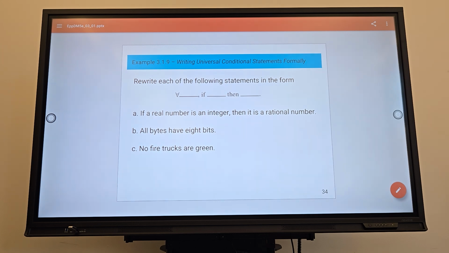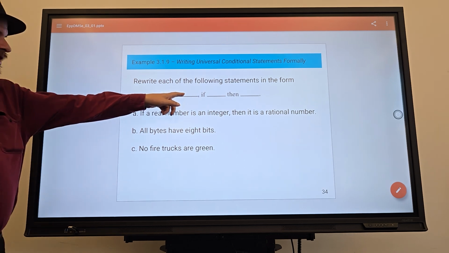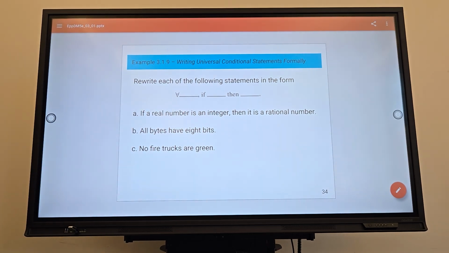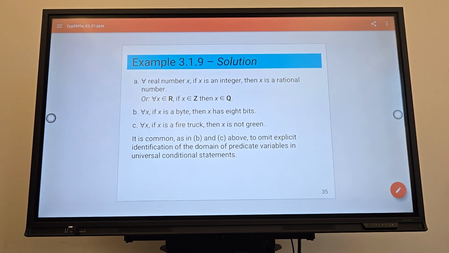All bytes have 8 bits. No fire trucks are green. So, a similar type of situation for each: for all elements in the domain, if the first phrase is true, then the second phrase is true. And these are the solutions for that.